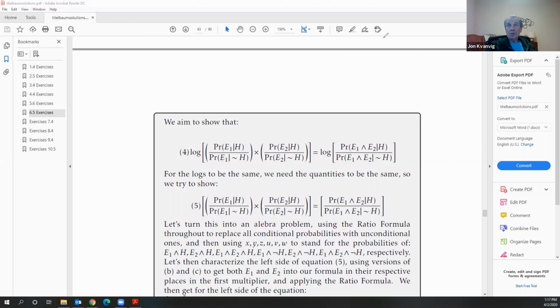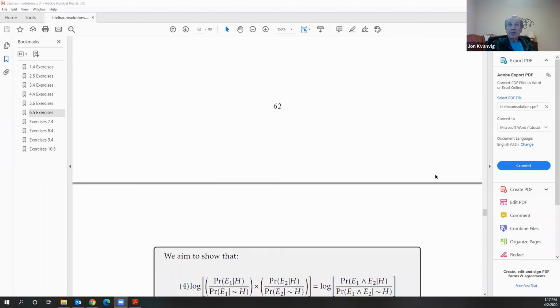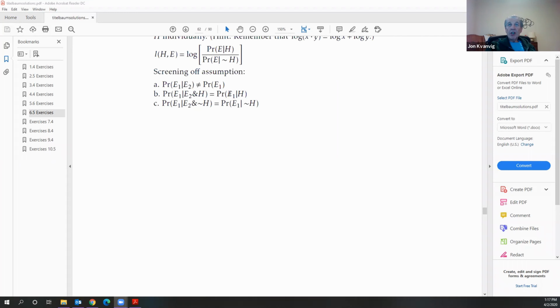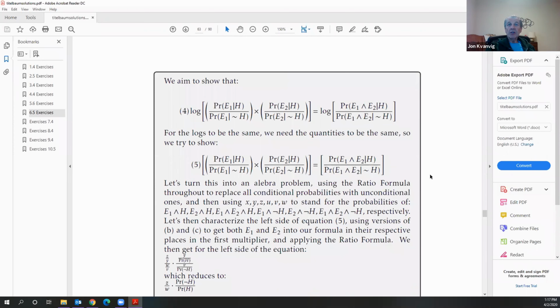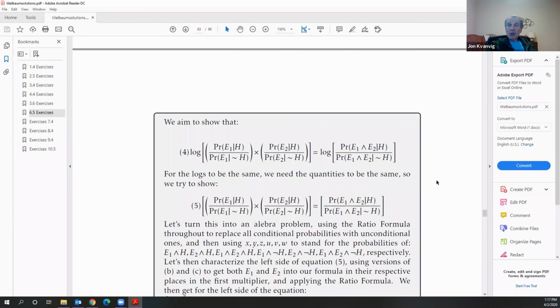Now remember conditions B and C. I've now scrolled past them, but remember, the probability of E1 given H is the same as E1 given E2 and H. And E1 given not H is the same as E1 given E2 and not H. So basically, we're going to take the first part of the left side that uses E1 given H and E1 given not H and replace them with the more complicated sides of B and C in the numerator and denominator. Okay, so suppose we do that.